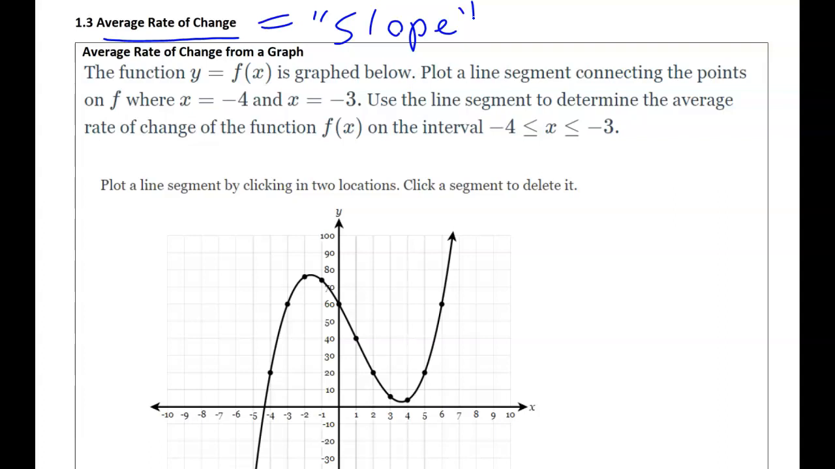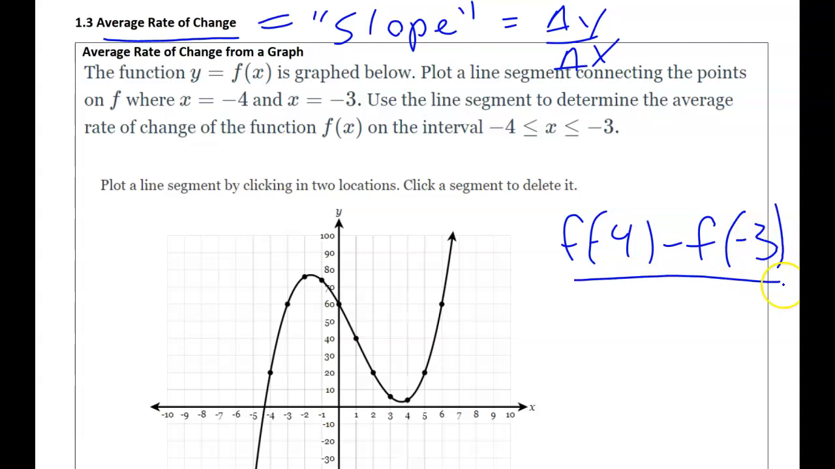Our formula for slope is change in y over change in x, right? And the way I'm going to write it here for this particular example, so notice we're given a certain interval from -4 to -3. So I'm going to write f of -4 minus f of -3 over -4 minus -3. So really this is the same slope formula that you've always used, y2 minus y1 over x2 minus x1. I'm just writing it in a little bit more of a grown-up way.